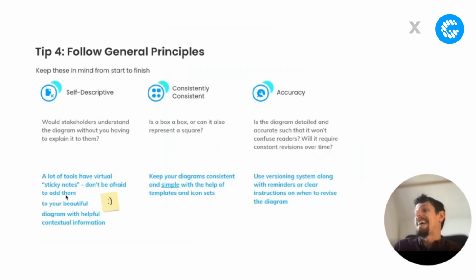And the third one I have here is accuracy. Is the diagram detailed and accurate enough that it won't confuse readers?